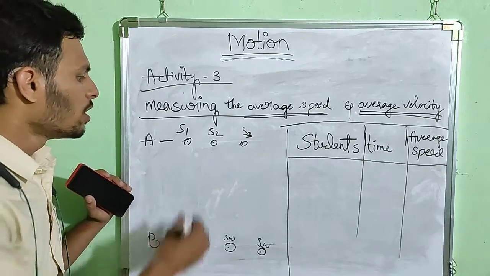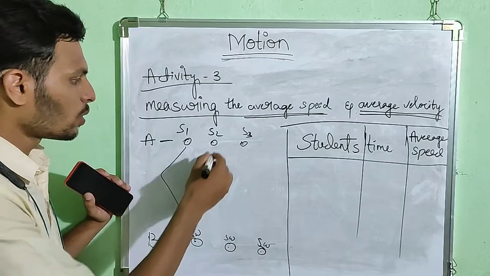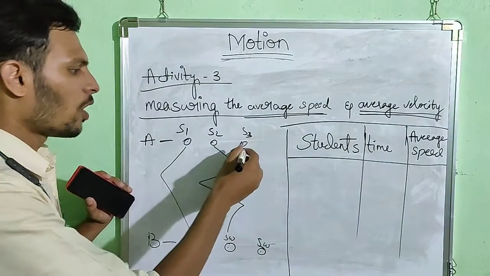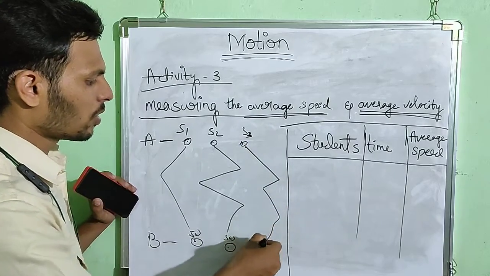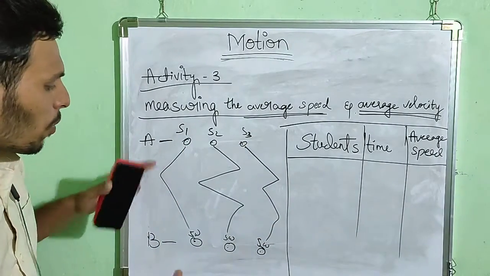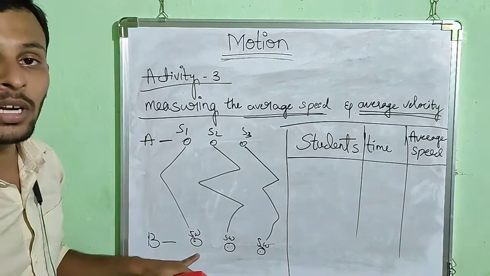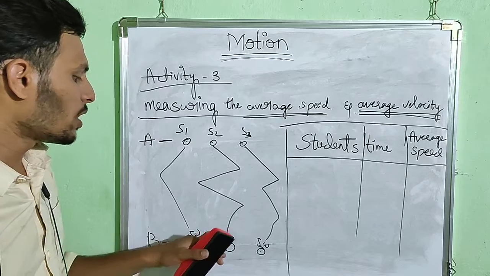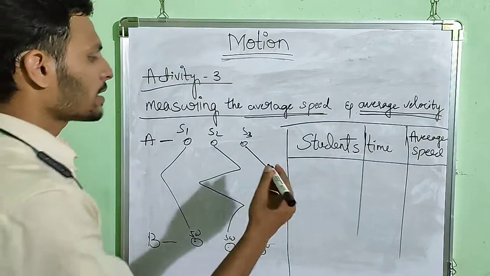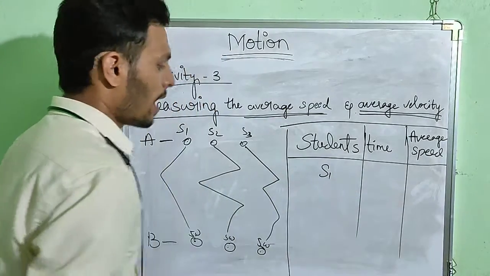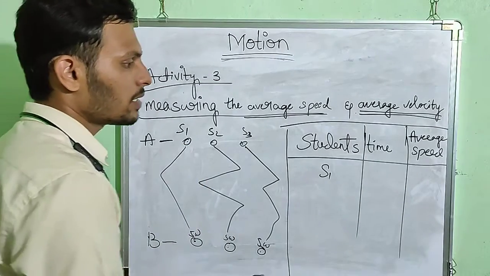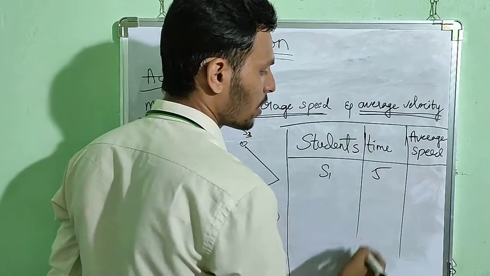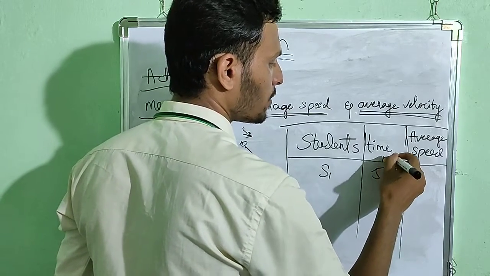They can move in this direction also, they can move in a zigzag way or in any direction. So ask them to walk or run in any direction towards these students, and ask these students to note down the time. Let us consider student 1 has travelled this distance in just say 5 minutes.